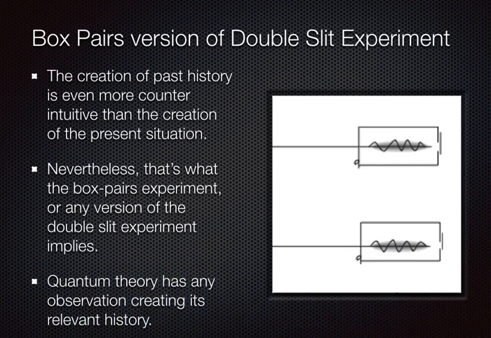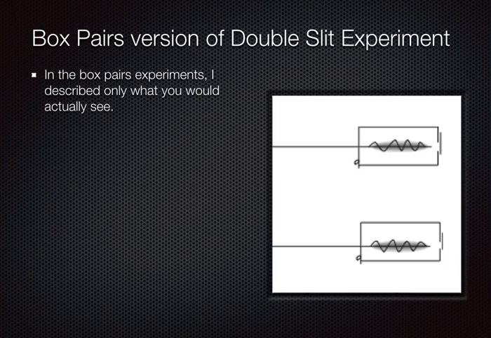Quantum theory has any observation creating its relevant history. So quantum theory, in the mathematics, shows you possibly, and we're going to actually debate this later, that you're going backwards and changing what happened to match the choice that you made. In the box pairs experiments, I described only what you would actually see. Remember, this whole time, originally I was talking about quantum theory. Remember in the first class I tricked y'all? I'm not even talking about theory. This is just experiments.